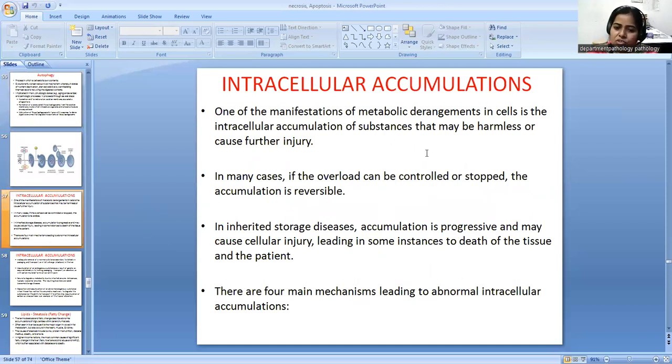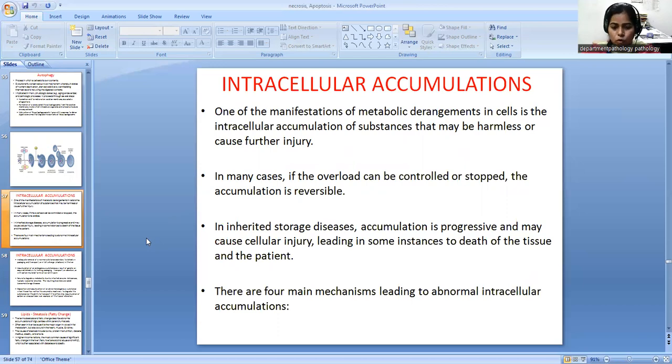Now, intracellular accumulations. One of the manifestations of metabolic derangement in cells is the intracellular accumulation of substances that may be harmless or cause further injury. In many cases, if the overload can be controlled or stopped, the accumulation is reversible. In inherited storage diseases, accumulation is progressive and may cause cellular injury, leading in some instances to the death of the tissue and the patient.